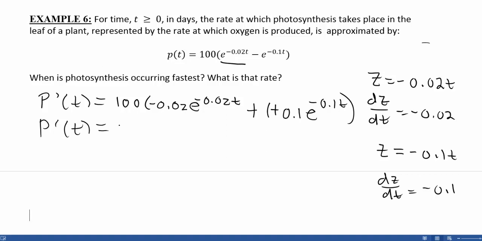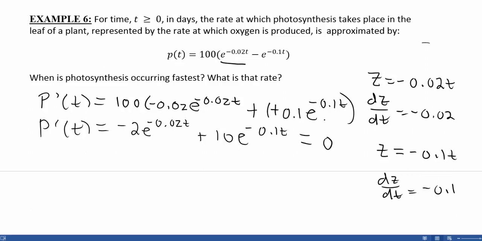So that tells me that my derivative is going to be negative 2e^(-0.02t) plus 10e^(-0.1t). And I want to know, when does that equal 0? Now here, I notice that I cannot factor out the e term because it doesn't have the same power. If both of these terms had been e to the t with the same constant in front, then I could factor it out. However, because they have different powers, I can't factor it.